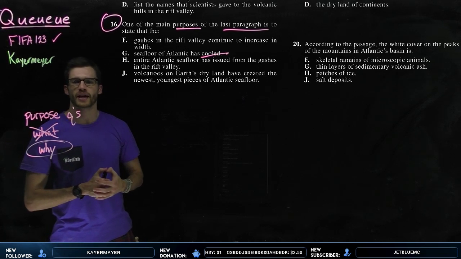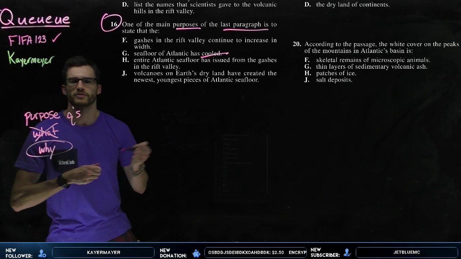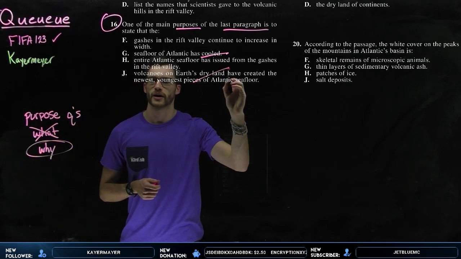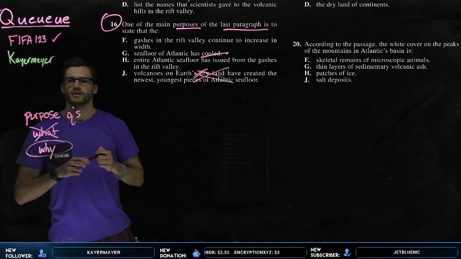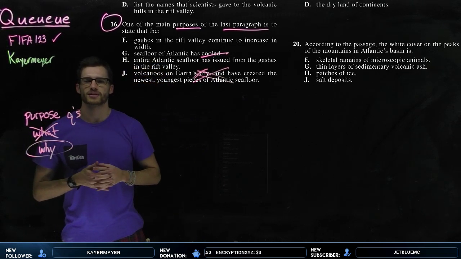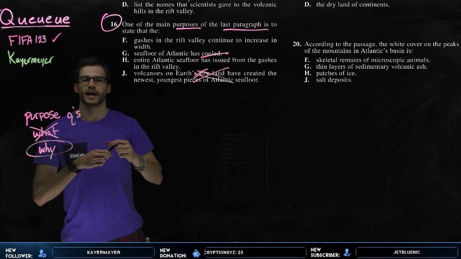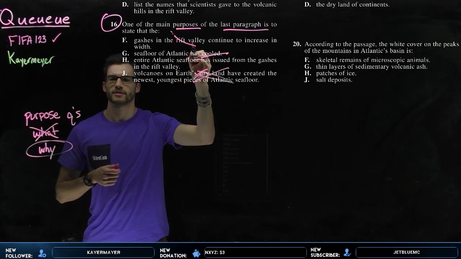And then J. Volcanoes on Earth's dry land. No, okay, so no, this is wrong because we have dry land and we don't care. Okay, so I like H. F is comparable, but again, we don't care about the Rift Valley. That's what I don't like.